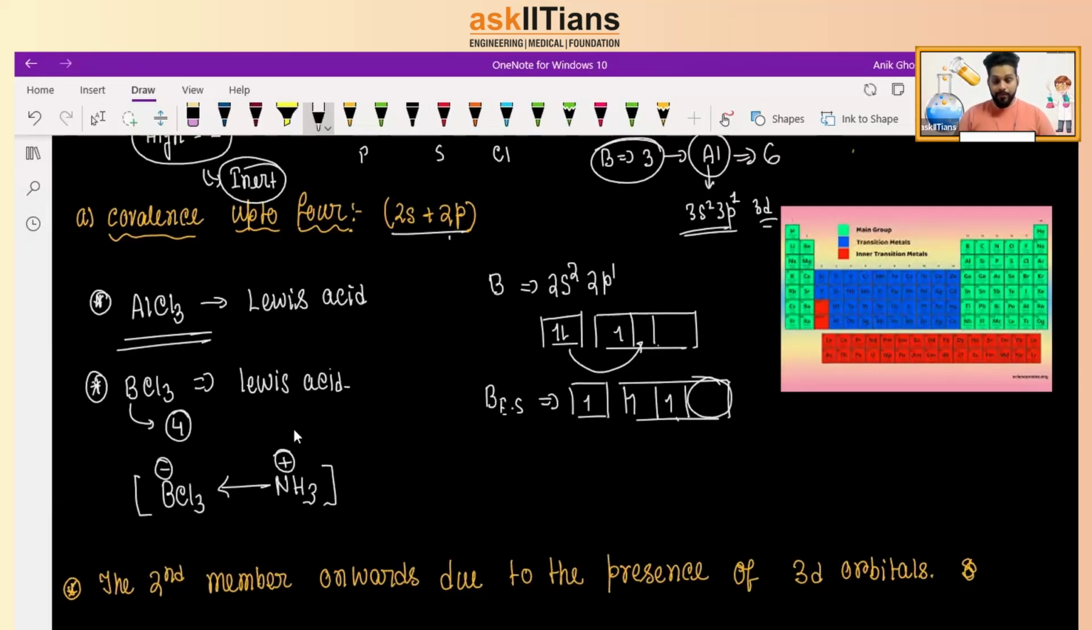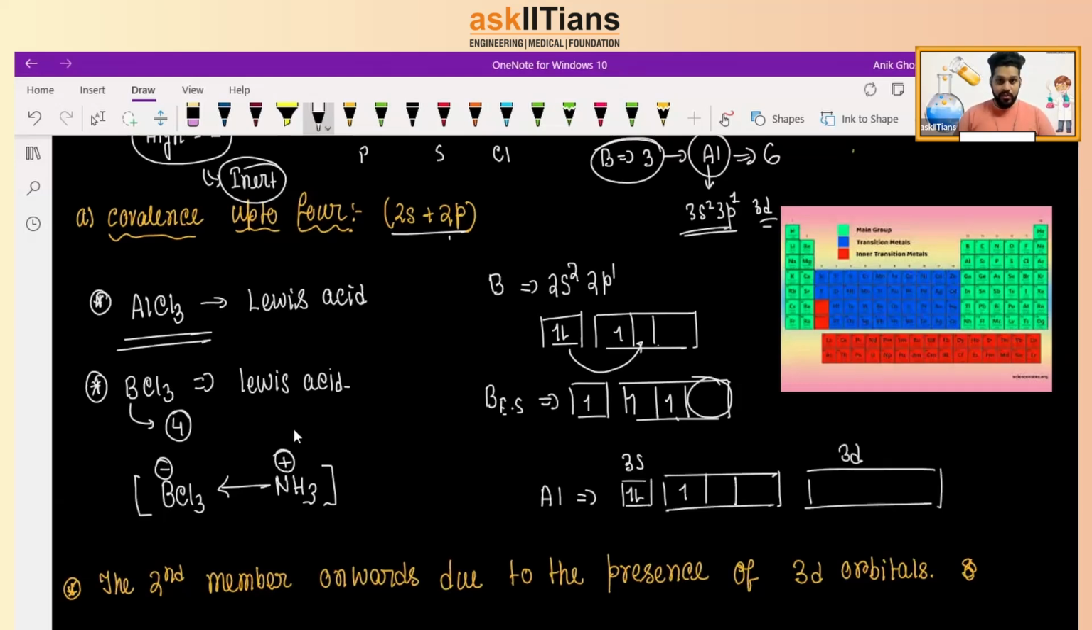But for aluminium, because of the presence of d orbital, right, what would happen is, for aluminium, because of the presence of d orbital, 3s2, 3p1, this is 3d.